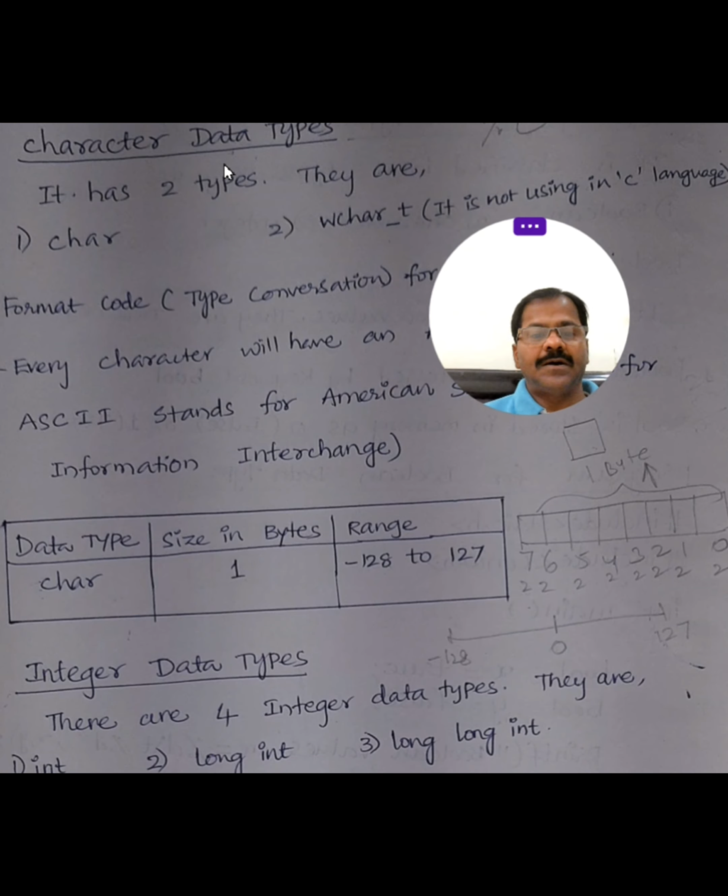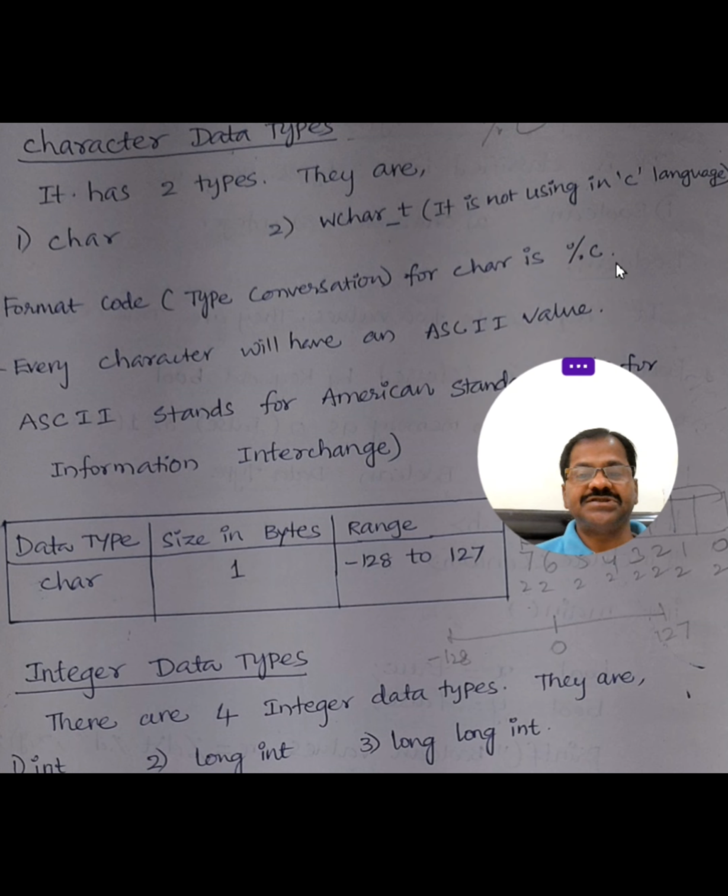Character data type. Here you see char and wchar underscore t. Now wchar underscore t is not used, it is outdated. Okay, the format specifier for the char is %c.